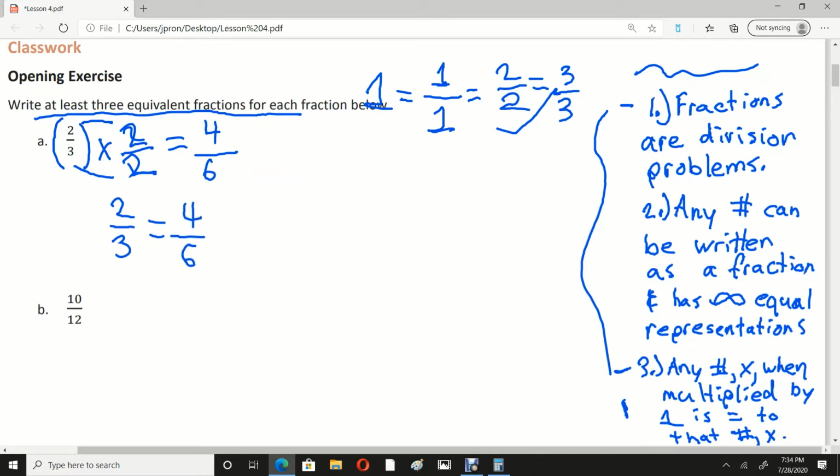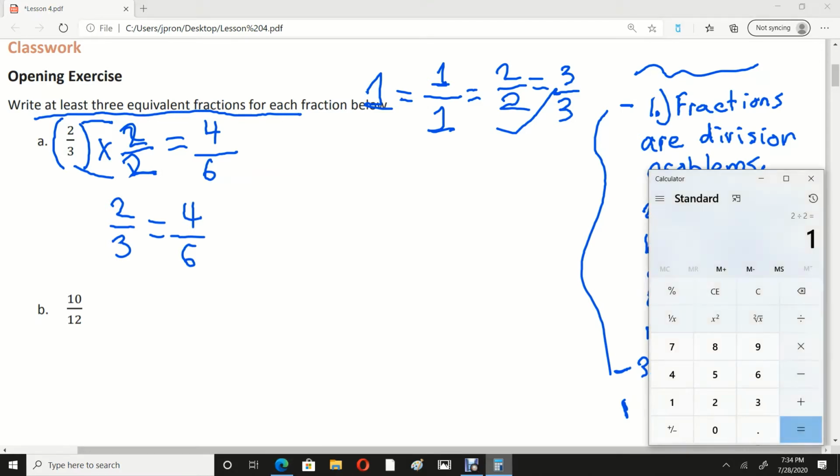Now don't take my word for it, because we can prove this. Remember that fractions are just division problems. So let's take our handy dandy calculator right here and figure out the decimal form of 2 divided by 3 again. We know it's 0.66 something, right? So 0.666 repeating forever, precisely.